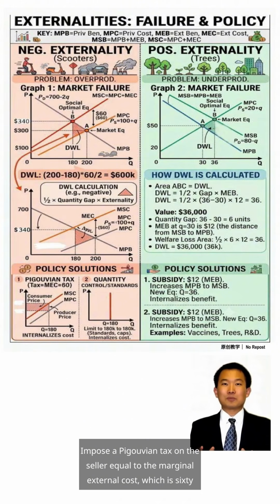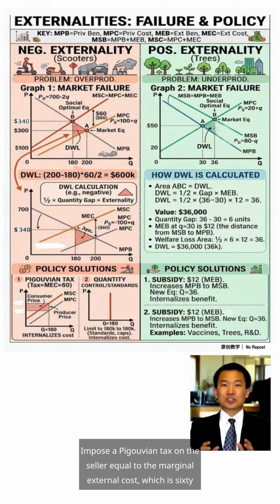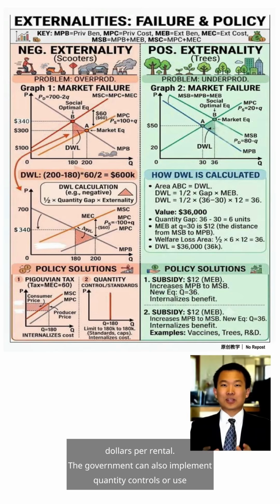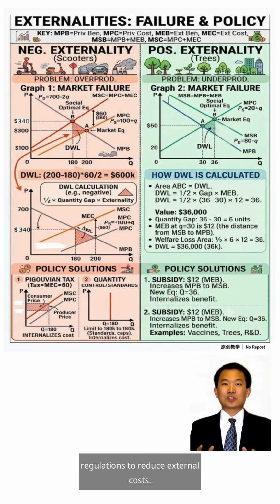How do we correct this? Impose the Pigouvian tax on the seller equal to the marginal external cost, which is $60 per rental. The government can also implement quantity controls or use regulations to reduce external costs.